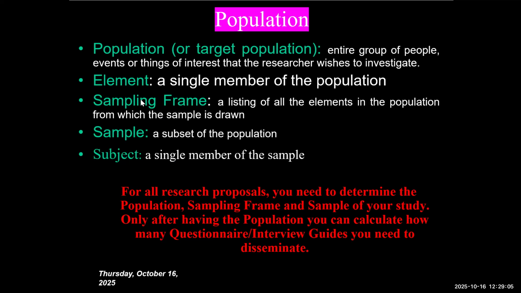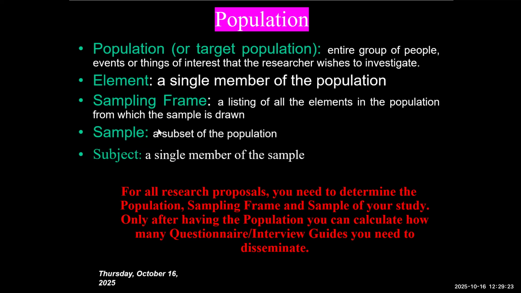Then we also have what they call the sampling frame. So the sampling frame is a listing of all the elements in the population from which the sample is what? Drawn. So among the population, any one of them that you can select could be part of what? The sampling frame. Then we also have the sample.